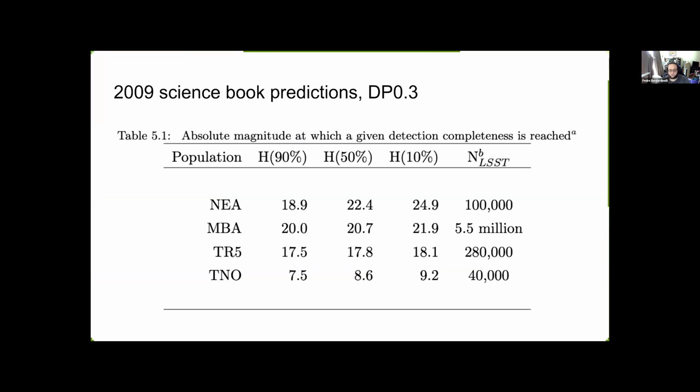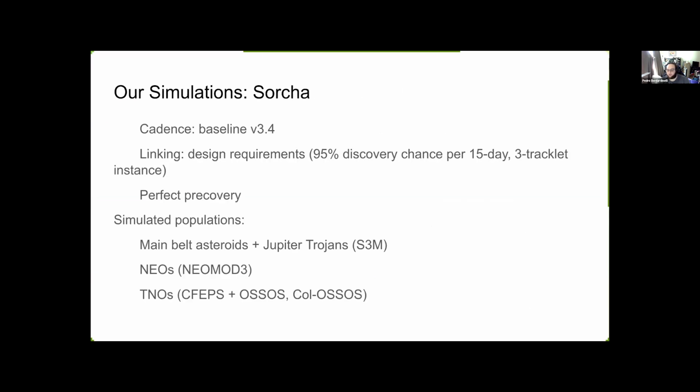As Meg just told you about, we have this thing called Sorcha, which is made to do exactly these kinds of things. So we are running simulations of the solar system at scale. We basically got the latest and greatest for every single population out there, and we're running them through Sorcha and seeing how many things we're going to find. We're using the baseline 3.4 cadence. I think this is the latest, so this should be very representative of the current state of the survey.